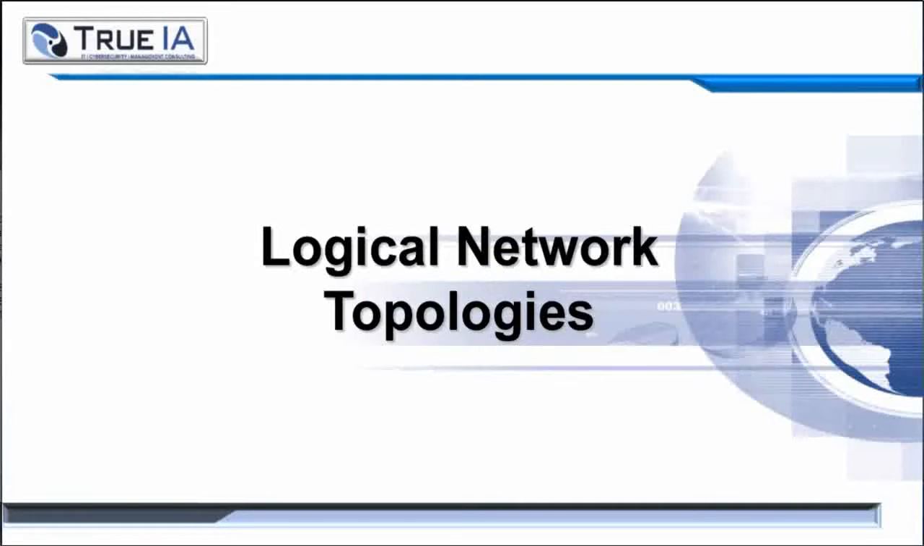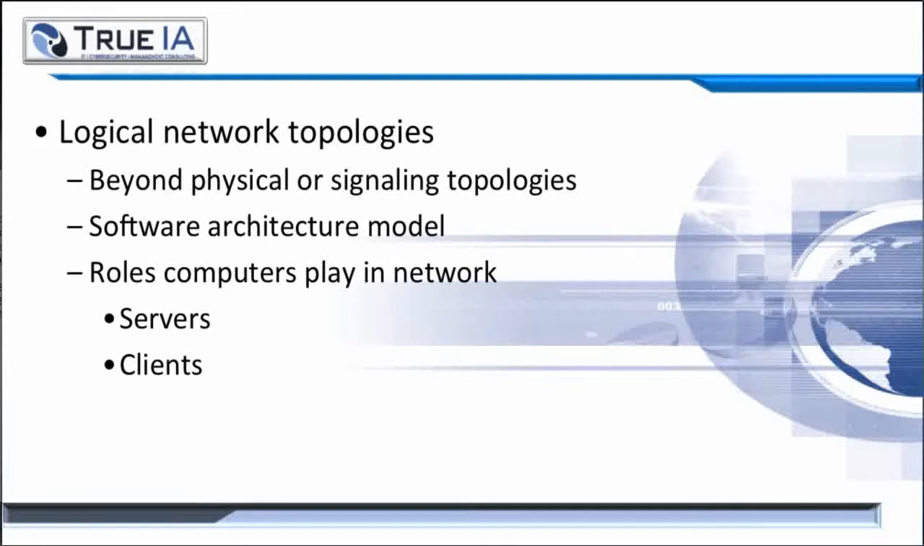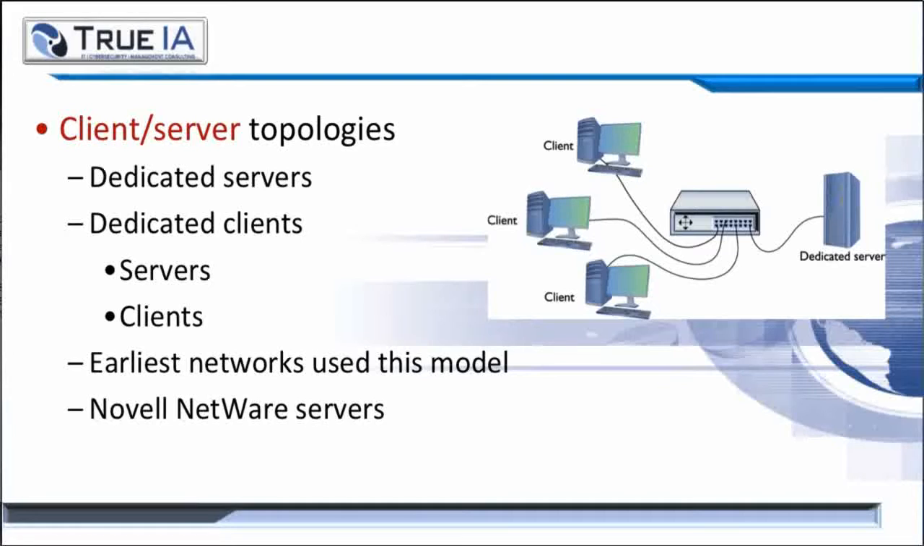First, we'll take a look at logical network topologies. The logical network topology really goes beyond the physical or signaling topologies. It's more a software architecture model. Roles that computers play in these networks are broken out into either being servers or clients. In a server-client topology, you're going to be dealing with a dedicated server and dedicated clients. The earliest network models, as a matter of fact, were client-server topologies.